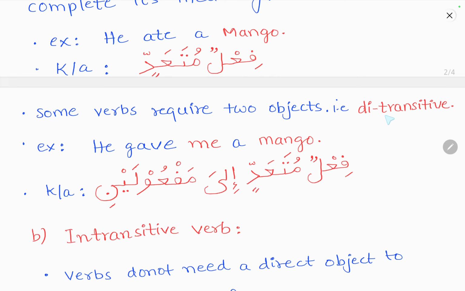Some verbs require two objects to complete their meaning. Such verbs are ditransitive verbs. So, he gave me a mango. He gave me is one object and mango is one more object. You will understand this in the verbal sentences, inshallah, in the coming classes. But as of now, we can keep in mind that a verb which requires an object to complete its meaning is known as a transitive verb, Fi'lul Muta'addi. Since this sentence requires two objects, it is Fi'lul Muta'addi ilal maf'ulain, meaning two objects are required to complete its meaning.